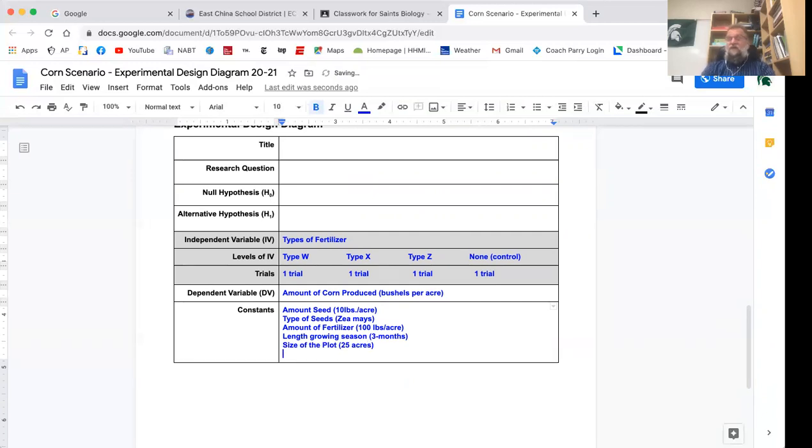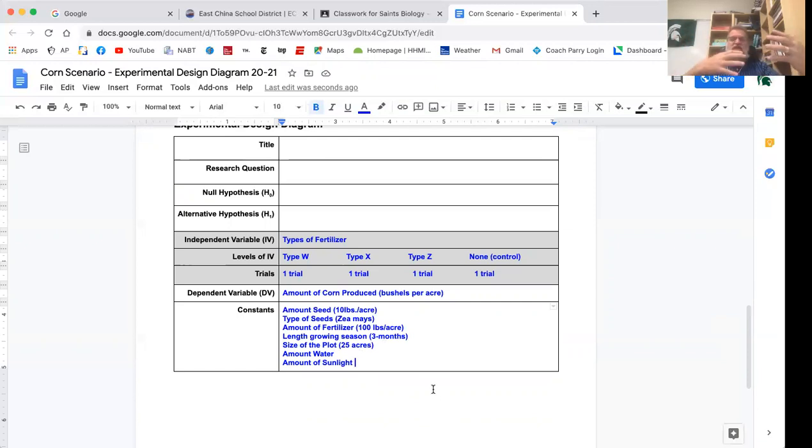Other ones that they don't specifically mention, but certainly would be key, is the amount of water, the amount of sunlight. So if they are going to irrigate and artificially add water, they would want that to be the same for each area. They want to make sure that the growth sites are in very similar locations, so the amount of sunlight is the same, et cetera, et cetera. So with the constants, you want to try to identify the top 5 to 10 constants that would most likely affect the outcome of the experiment. And so there's all of our variables.